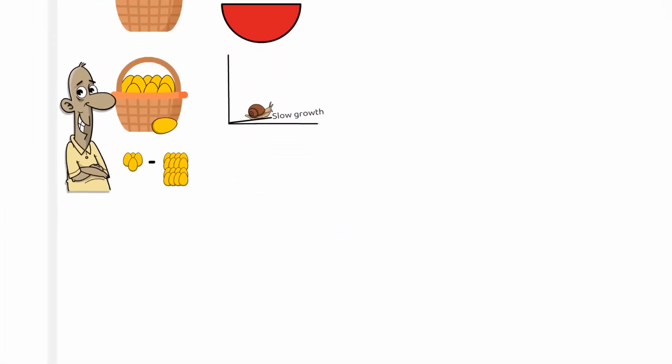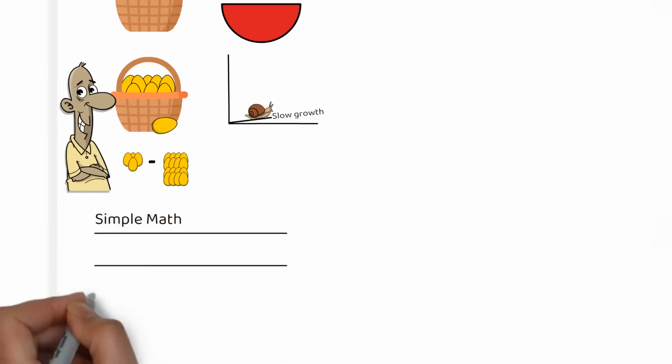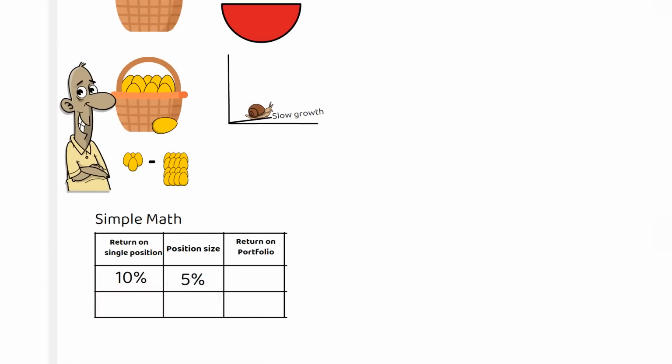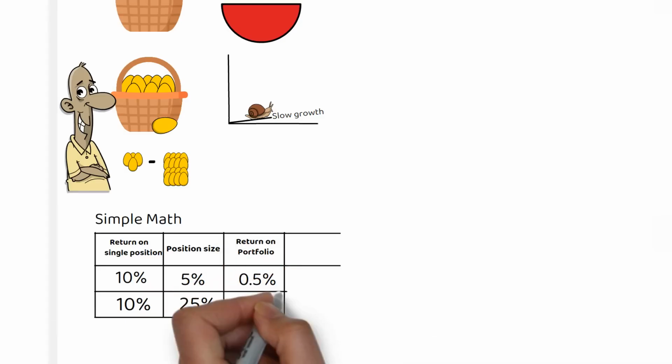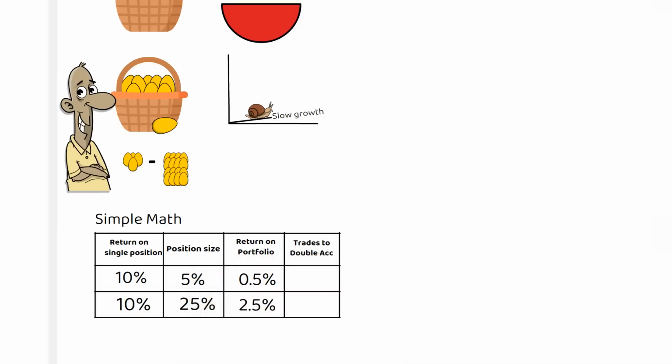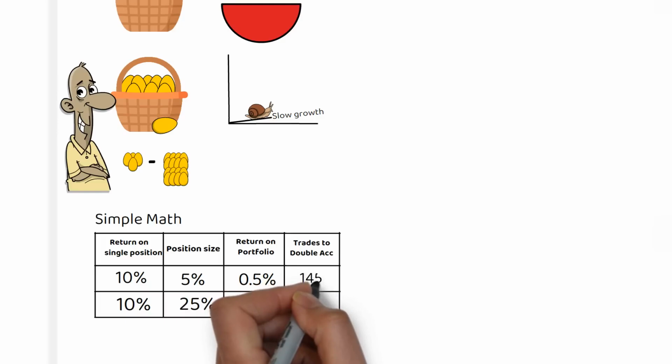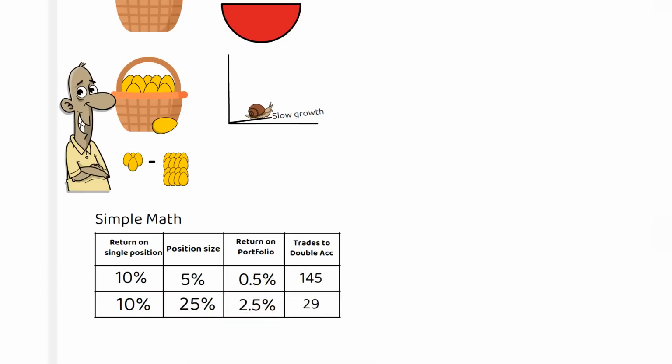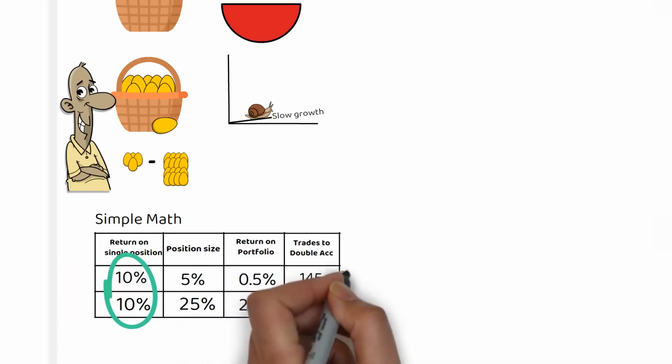There is often simple math behind position sizing philosophy. A 10% return on a 5% position size delivers a 0.5% return at the portfolio level, while the same return on a 25% position size delivers a 2.5% return on overall capital. To double your account with 5% position sizing through compounding, you would need 145 trades, while you would only need 29 trades to double your account with 25% position sizing. That's the impact of position sizing, despite the same 10% return on an individual trade.